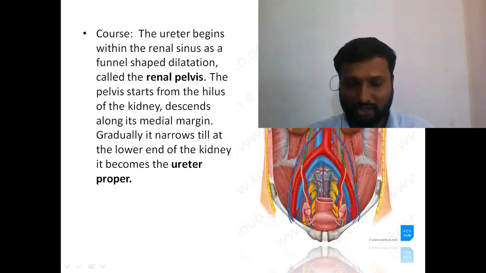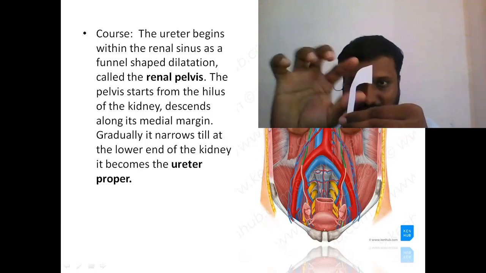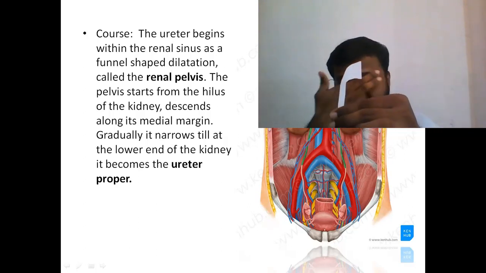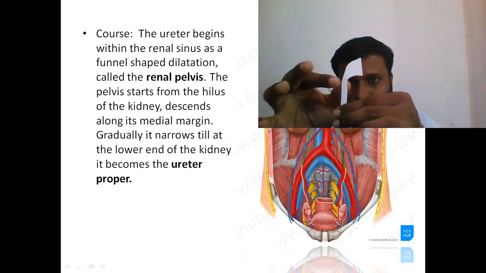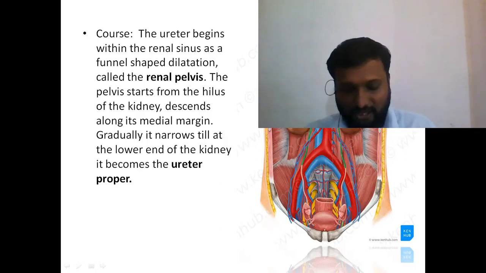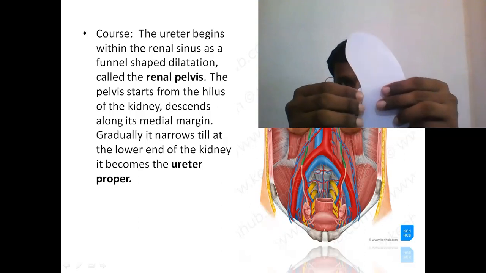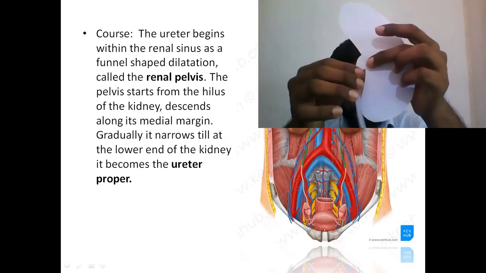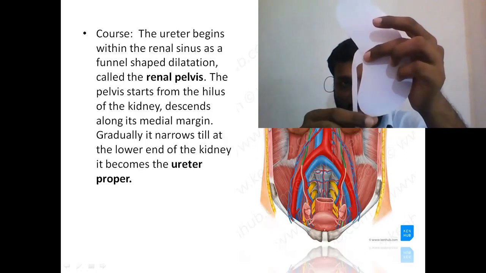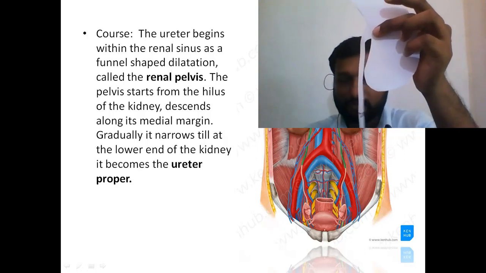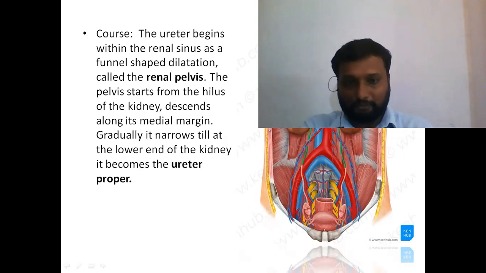So what is meant by renal pelvis? It is the upper beginning portion of the ureter and it is funnel shaped. The upper part is seen inside the renal sinus. Then the lower part runs along the medial margin to the lower pole of the kidney and continues as ureter proper. Now we'll see.